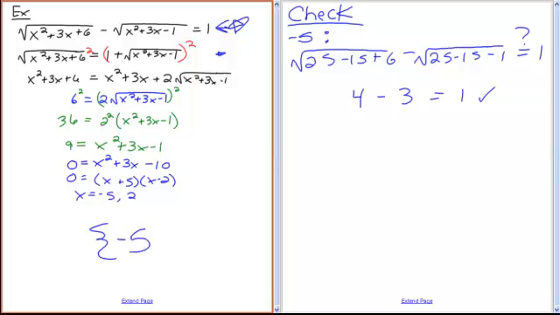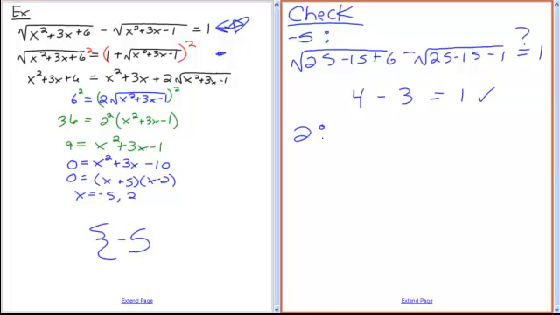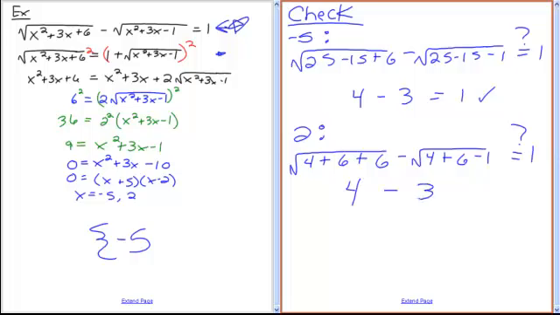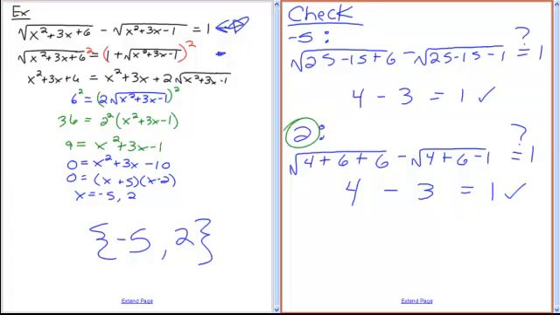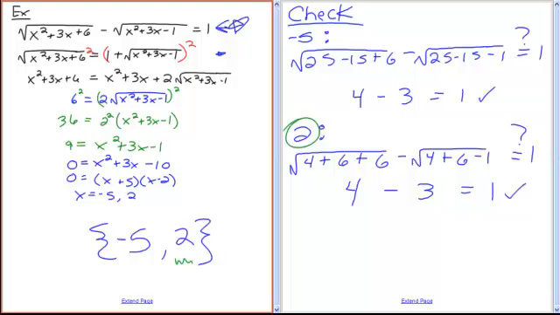Now I have to check 2. So when I check 2, do the square root of 4 plus 6 minus the square root of 4 plus 6 minus 1. I need to see if that equals 1. So I get 4 minus 3 equals 1. Yes, it does. So 2 is also a solution. Be careful here. Make sure the value that you're putting inside of your set notation is the one you checked. 1 equals 1 was the true statement. The value you checked is 2, which is why 2 is what goes inside your set notation.